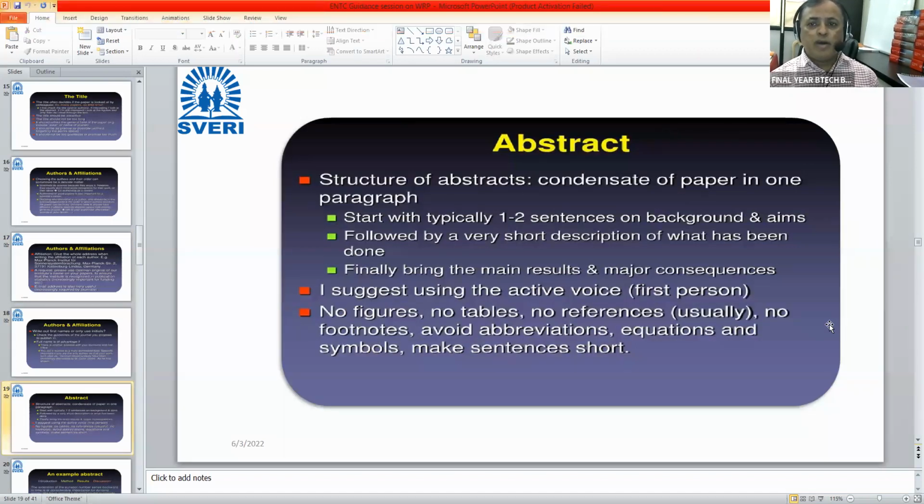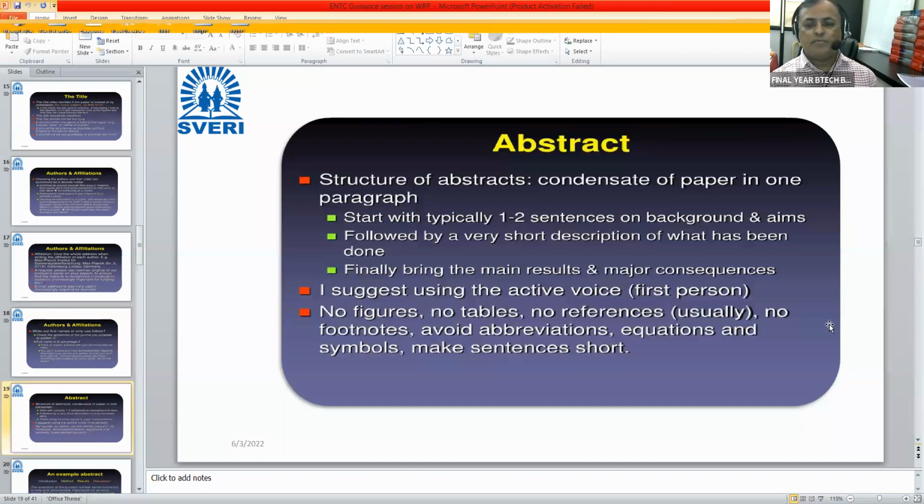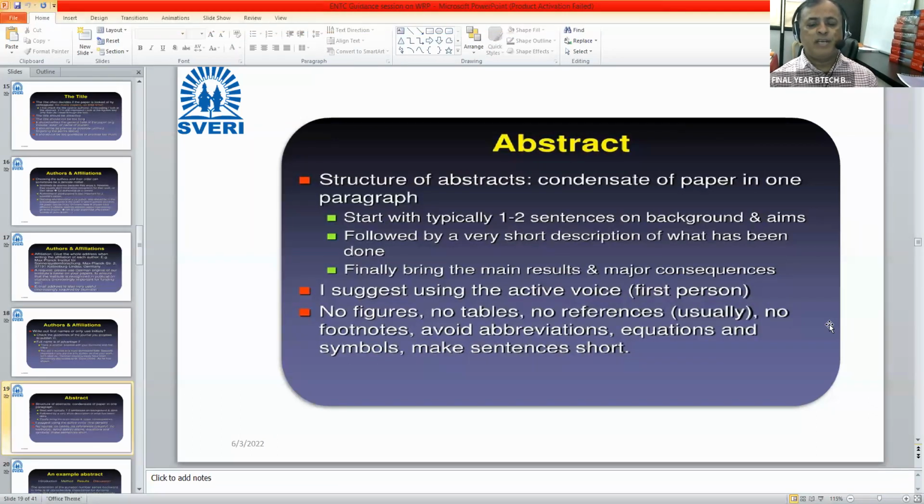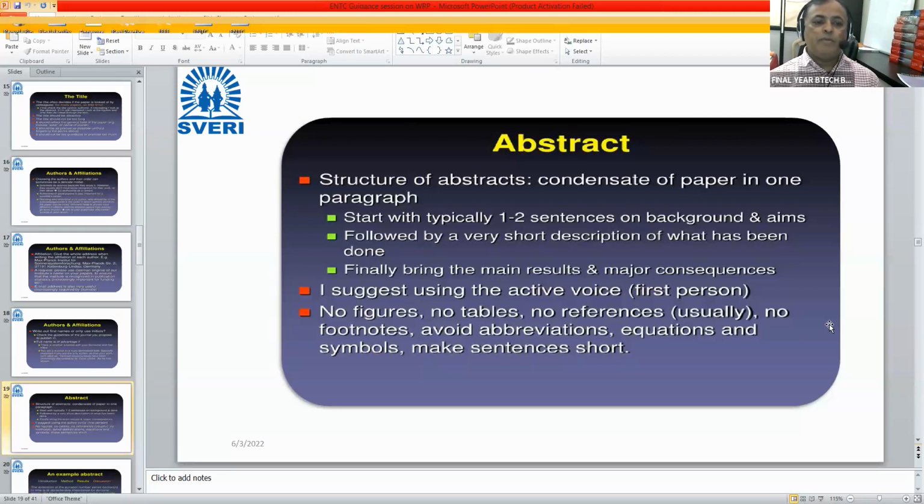Then the abstract. I've already said it should not be more than 250 words. I suggest using the active voice and the first person in the case of the abstract. No figures, no tables, no references, no footnotes, avoid abbreviations, equations and symbols, and make sentences short. This is about the abstract. You cannot add any kind of table, figures, references, neither can you add footnotes; avoid abbreviations also in that. Then no equations, no symbols, and make very short and simple sentences.